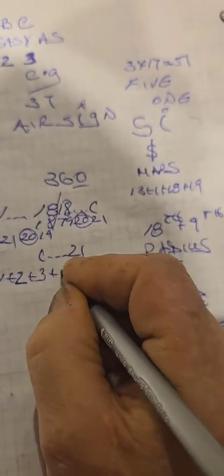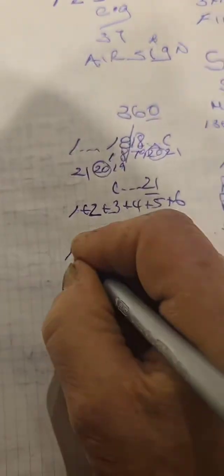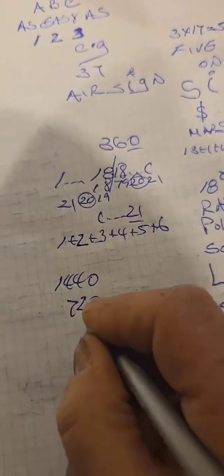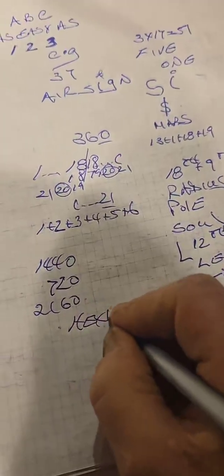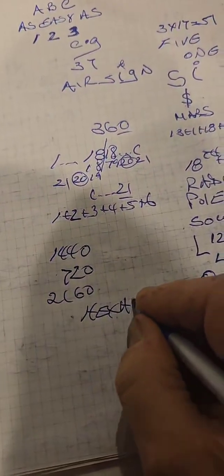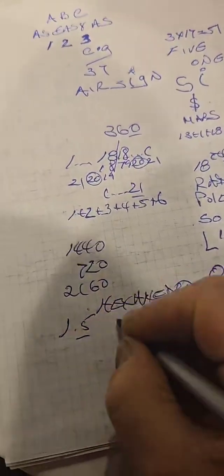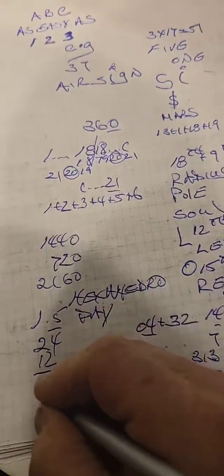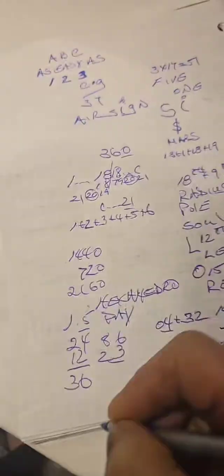1 plus 2 plus 3 plus 4 plus 5 plus 6. Yes, I was talking about the 40 minutes in a day. And 720, 2160, the hexahedron. And that's 1.5 times the day, which is 24 and 12 hours, is 36, 86, 23.